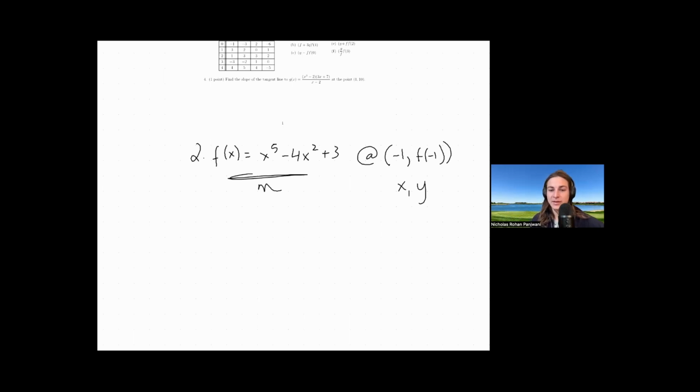But we have this m, we have x, and we have y that we're going to plug into y equals mx plus b, and we're going to solve for b. And then we're going to represent it as y equals mx plus b, plugging in whatever values we get for m and b. So that's the process that we're going to go through here. And now we can actually just do that process.